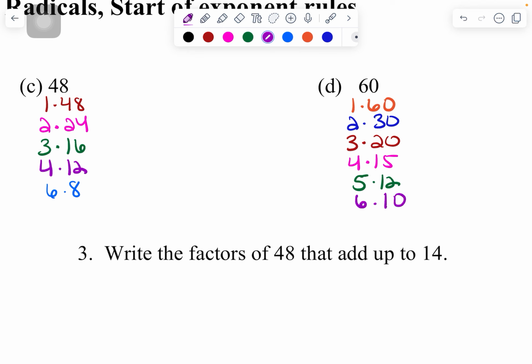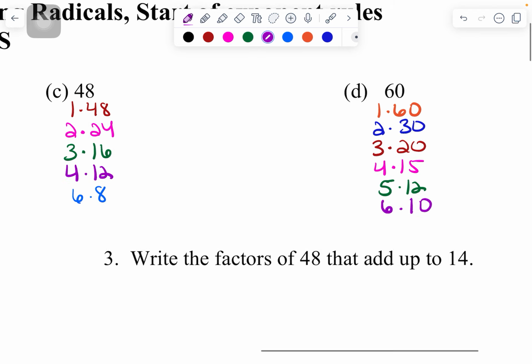Let's see. 7. No, 7's not going to go into 60. 8. Nope, 8's not going to go into 60. And 9's not going to go into 60. 10 is on my list already, so I've run out of factor pairs. All right, so that's one way to find factor pairs. I think it's the best for me to make sure that I don't lose numbers as I go through.